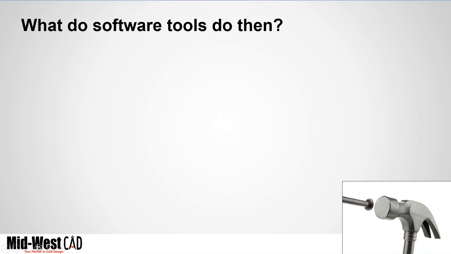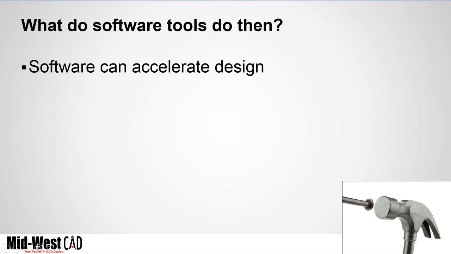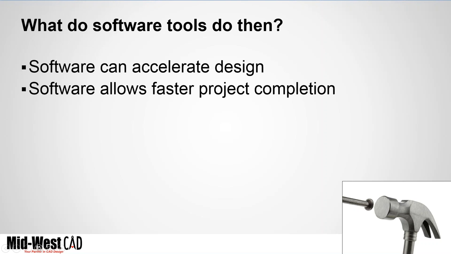So what should we be looking at? How should we be looking at software tools? We should be looking at them as what Jim Collins likes to call software accelerators. And I'll dig into that a little bit more here in a moment. Software should accelerate your design. It should allow you to get projects done faster than you got them done without the software.